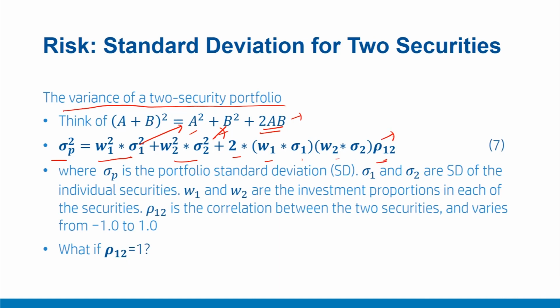Now here this extra term of rho 1 2, the correlation between security 1 and 2, has some special meaning, as we'll see shortly. Here sigma P is the standard deviation, or a proxy of risk, for the portfolio. Sigma 1 and sigma 2 are the standard deviations of individual securities. W1 and W2 are the proportionate amounts of investment in each of these securities. We already know if the portfolio carries only two securities, then W1 plus W2 should be equal to 1. And importantly, rho 1 2 is the correlation between these two securities. This correlation varies from -1 to +1. Now we'll try to understand with different scenarios what if this rho 1 2 is equal to 1 or 0 or -1.